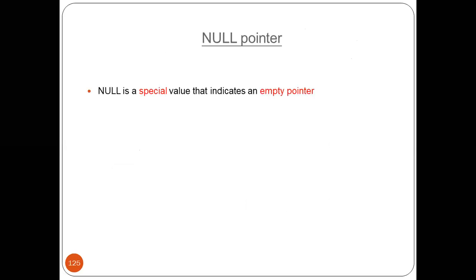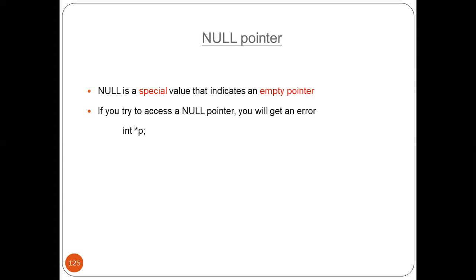Okay, now we'll move towards one more term that is called a null pointer. If you remember, we have discussed that we can use the pointer with a null value, or it is allowed. So null is a special value that indicates an empty pointer. That pointer variable, whatever you are going to use, does not have any values associated with it. Okay, if you try to access this null pointer, you will get an error.